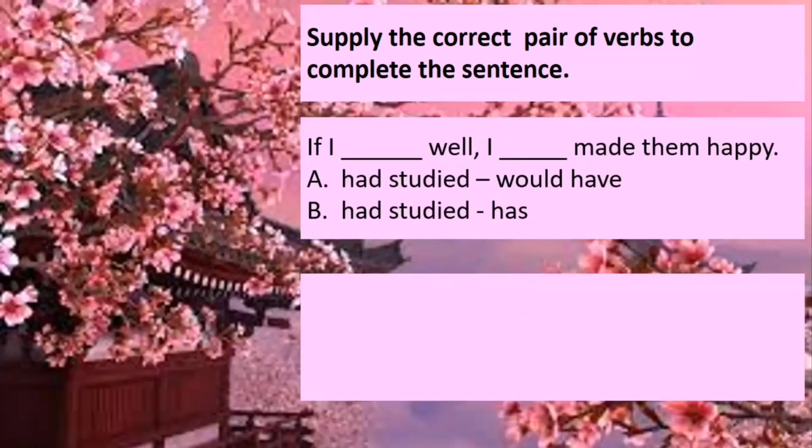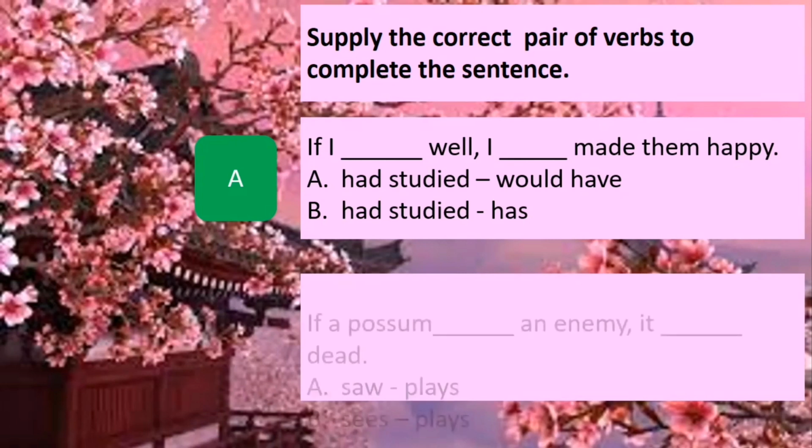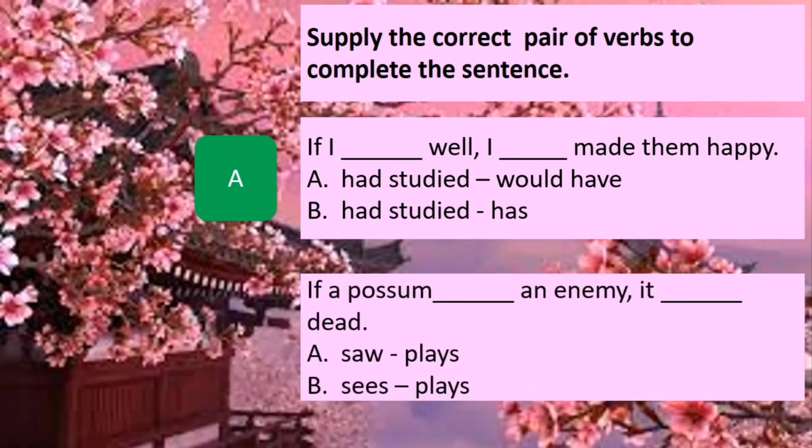Next, if I blank well, I blank made them happy. Is it A, had studied, would have, or B, had studied, has? Well, the answer is letter A. If I had studied well, I would have made them happy. Next is, if a person blank an enemy, it blank them. What is your answer? Is it A, saw, place, or B, sees, place? Well, the answer is B. If a person sees an enemy, it lays dead.